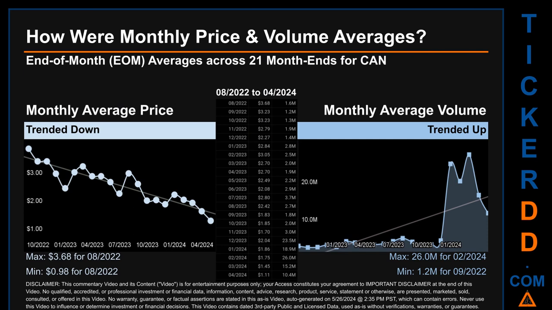The maximum end-of-month average price was $3.68 for 08-2022 while the minimum was 98 cents for 08-2022. Looking at volume, 02-2024 and 09-2022 respectively saw the highest and lowest monthly average volume at 26 million and 1.2 million.